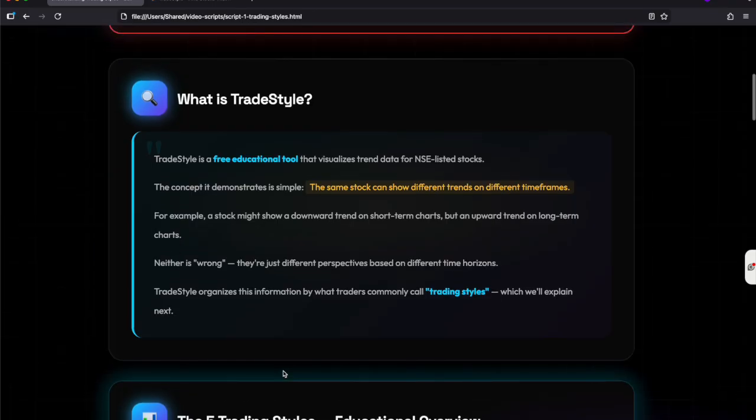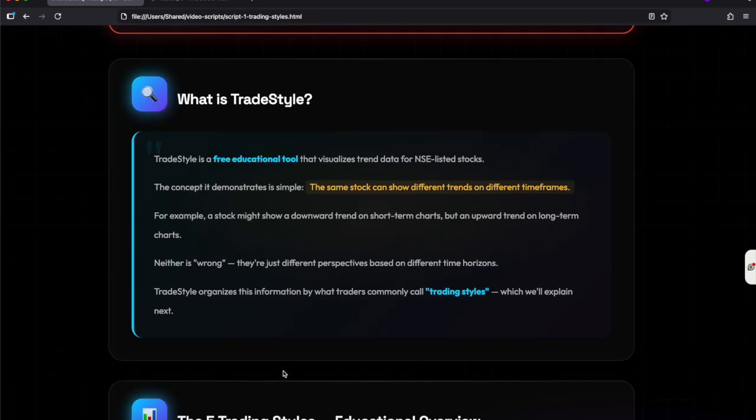What is TradeStyle? TradeStyle is a free educational tool that visualizes trend data from NSE listed stocks. The concept it demonstrates here is very simple. The same stock can show different trends in different time frames. Suppose a stock is in a downtrend on a short time chart and in an uptrend on the longer time chart. Neither is wrong. They are just different perspectives based on different time horizons.